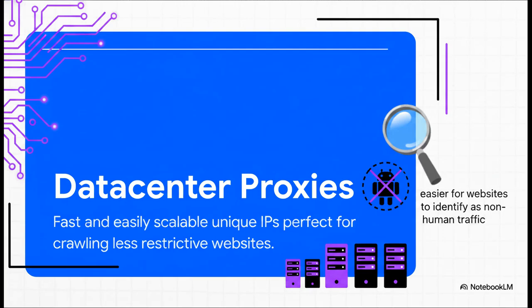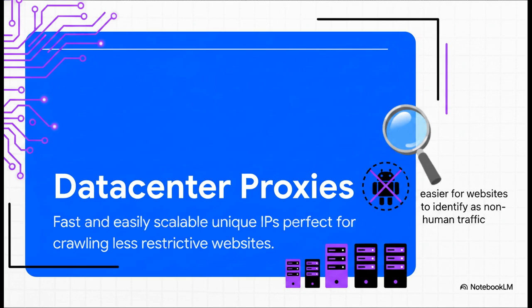Think of these as the incredibly fast, highly scalable workhorses of the proxy world. Through providers like ProxyRack, you get access to a pool of over 20,000 unique data center proxies. Because they are hosted on commercial servers, their connection speeds are lightning fast, and they are super affordable for broad crawling projects. The catch? Well, they aren't tied to a traditional internet service provider, so they're slightly easier for strict websites to identify as non-human traffic.